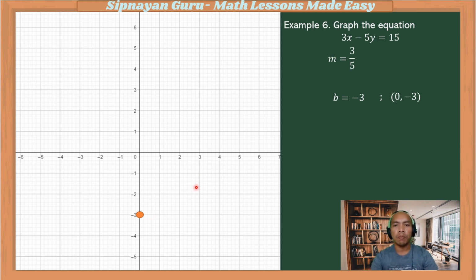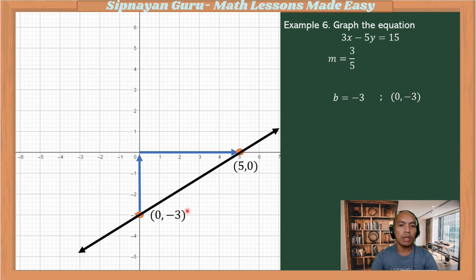Now, we will use the slope to find the second point. So our slope is 3/5. That would mean from the y-intercept, our rise is +3. So 1, 2, 3. And our run is +5. So we will count 5 units going right. So 1, 2, 3, 4, 5. So this would be our second point. Connect them. And the coordinate of the second point is 5 and 0. So this is the graph of the equation 3x minus 5y equals 15.